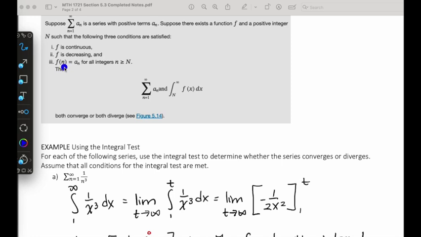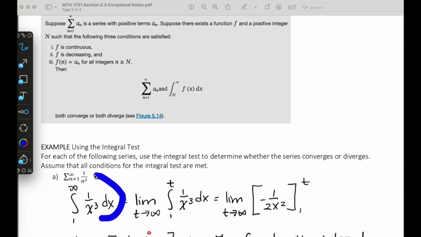Is the value of the function the same as the sequence if I plug in values for n that are the same for x, where x and n overlap, right? So if I plug in, say, n is 2, am I going to get the same answer as plugging in x is 2 here? That's what this is saying. And that's true. So it meets all of these conditions, so I can use the integral test.